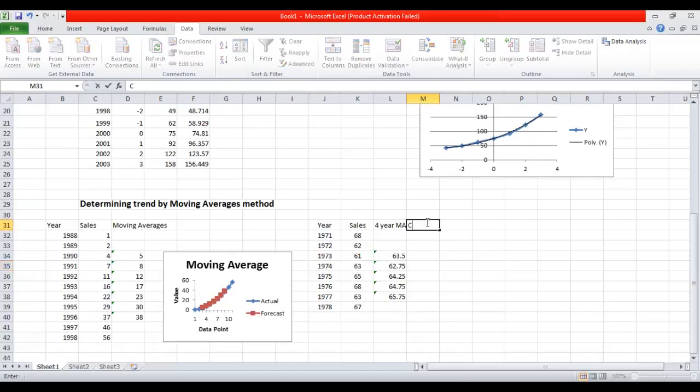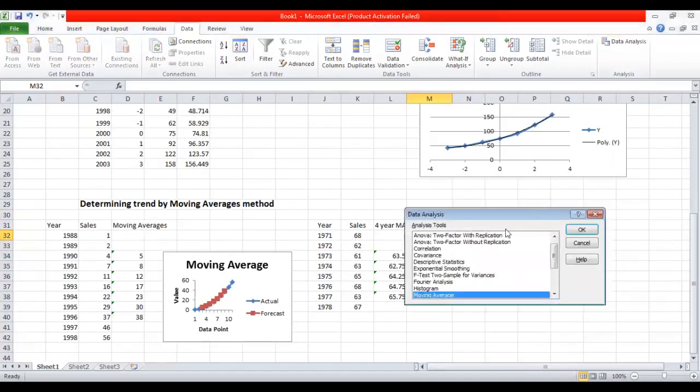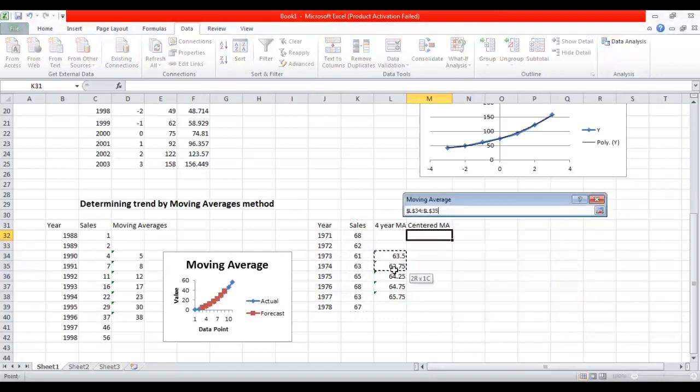So for the centered moving average, how will I find the centered moving average for these values? I'll again find the 2-year moving average. So from the data analysis in moving averages, what will be the input range for this 4-year moving average? I'm going to find the 2-year moving averages.